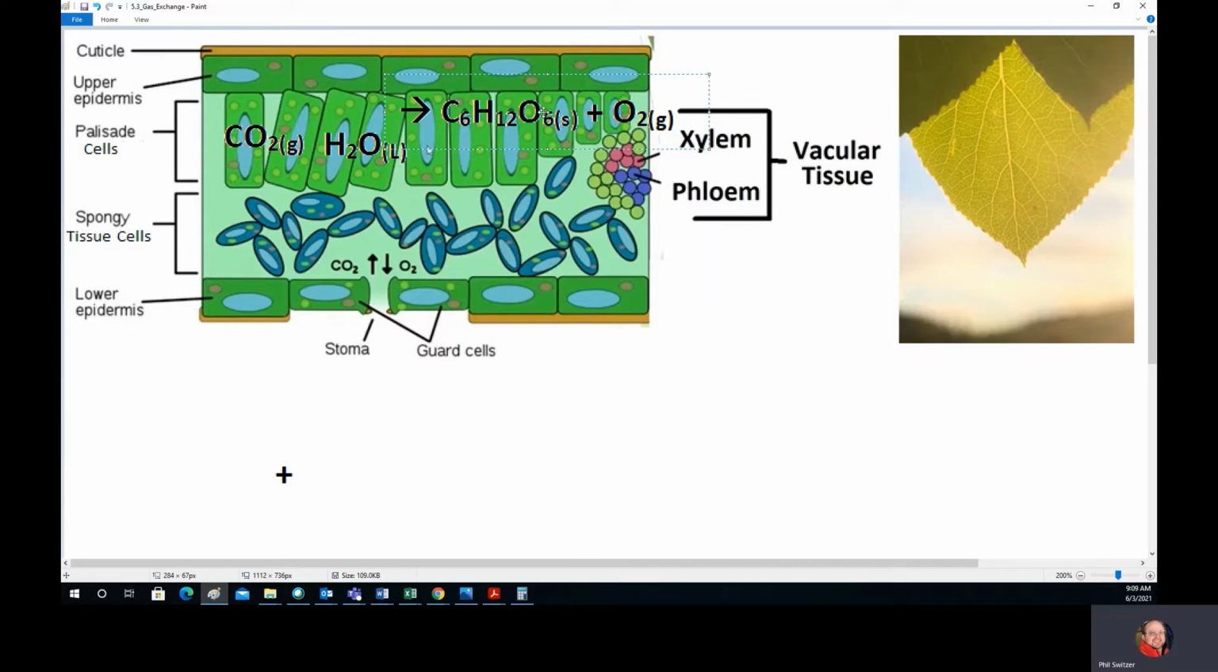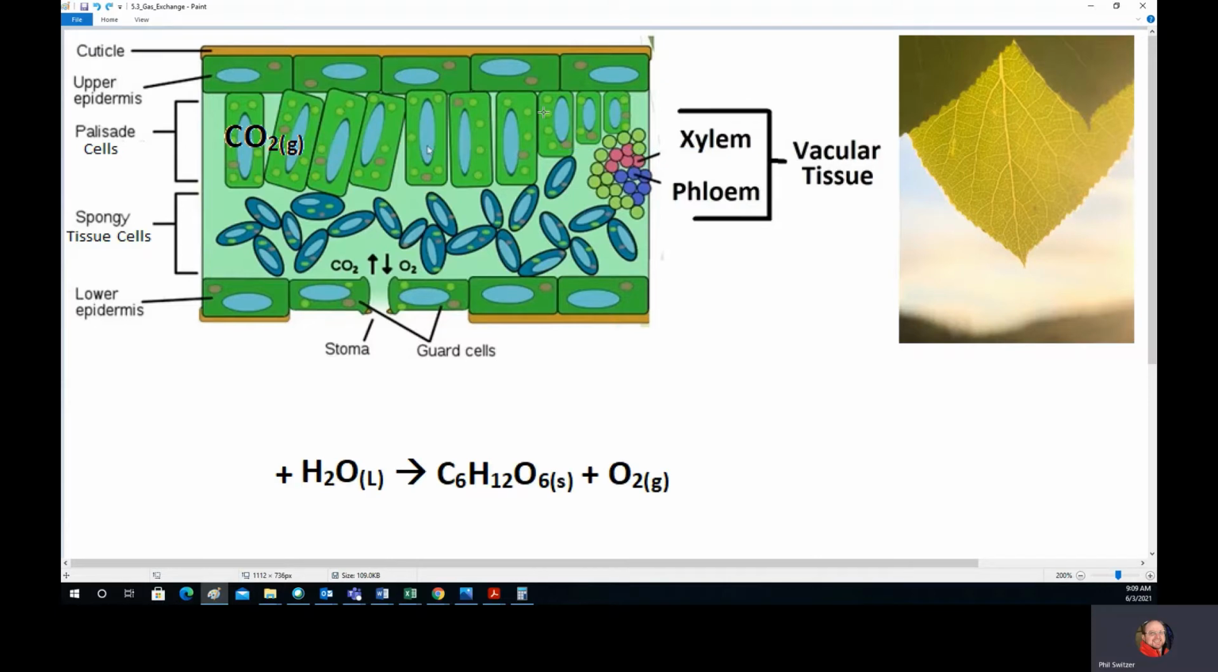But ultimately, that reaction ends up releasing O2 gas. So we've got O2 gas coming out. It really is that simple, if you like. CO2 gas goes in, O2 gas comes out. And it happens over and over and over. And it is because of photosynthesis.